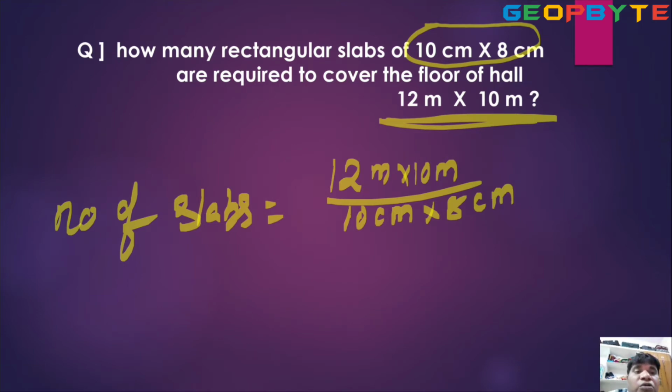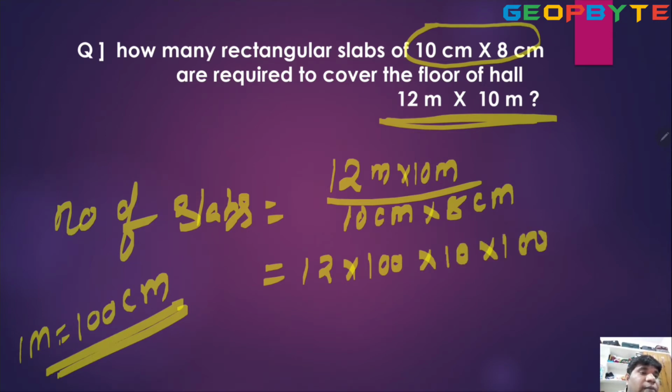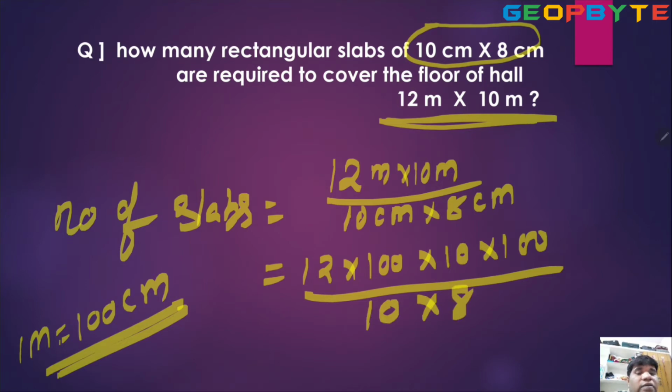Here observe, the numerator is in meter, the denominator is in centimeters. So impossible. That's why change meter into centimeter. So 1 meter is equal to how many centimeters? 100 centimeter. You remember that. So 12 into 100, 10 into 100, upon 10 into 8.